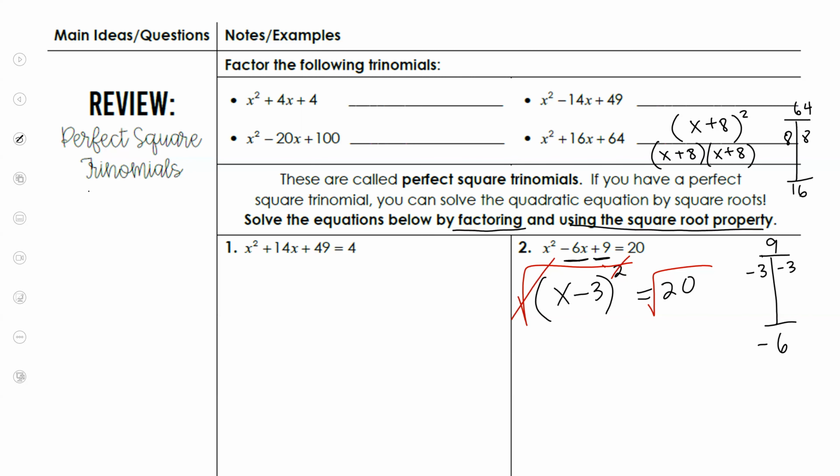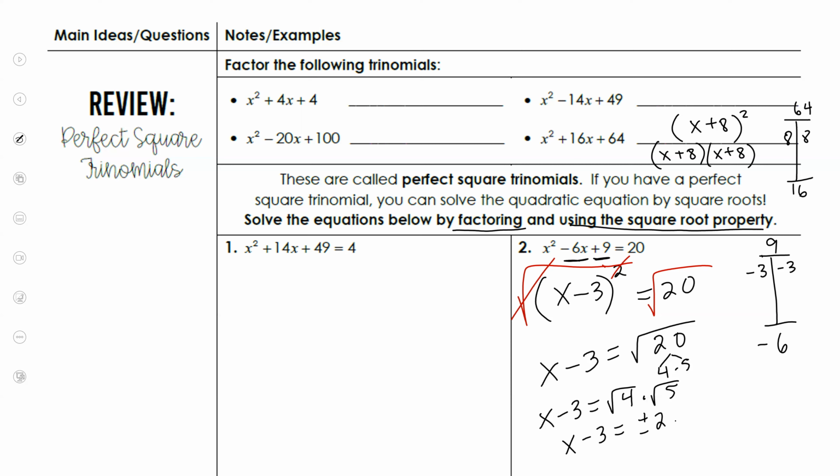So I am left with x minus 3 equals the square root of 20. And we can simplify the square root of 20. So two numbers that multiply to give me 20 are 4 and 5. So I know that 4 times 5 is 20. So I can write this as x minus 3 equals the square root of 4 times the square root of 5. And guys, what's the square root of 4? Yes, so that means my answer will be x minus 3 equals plus or minus 2 square root of 5.